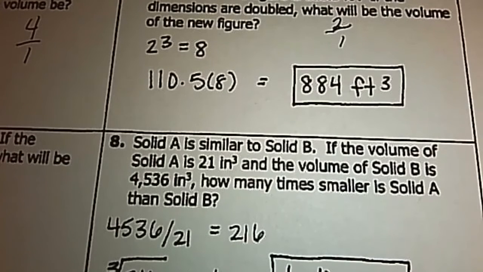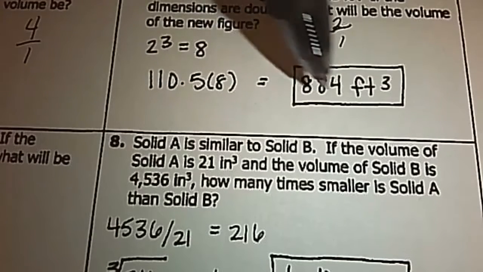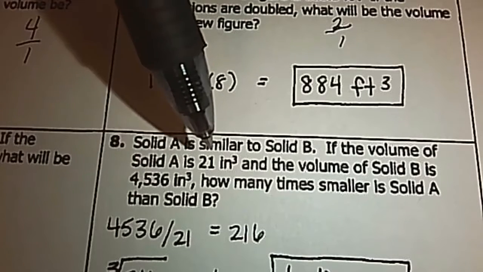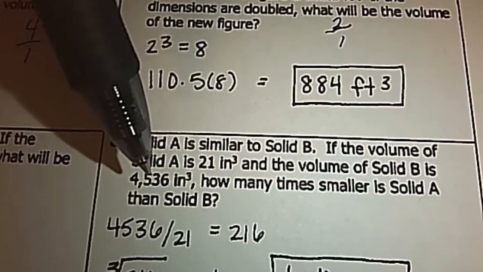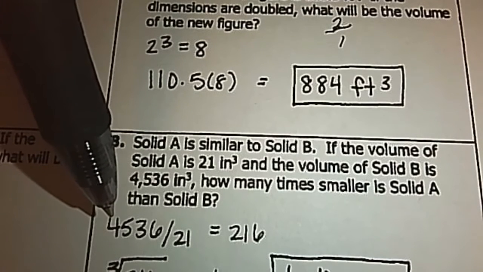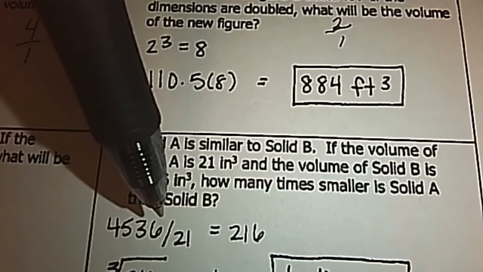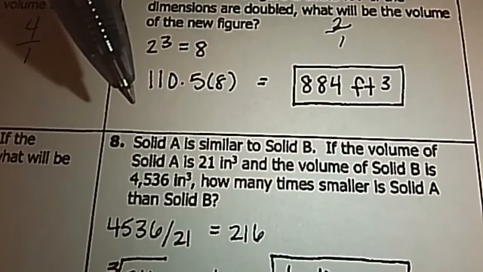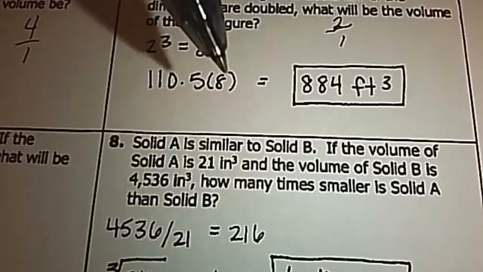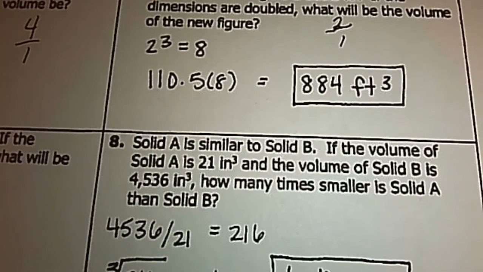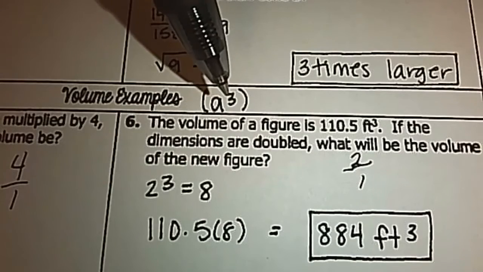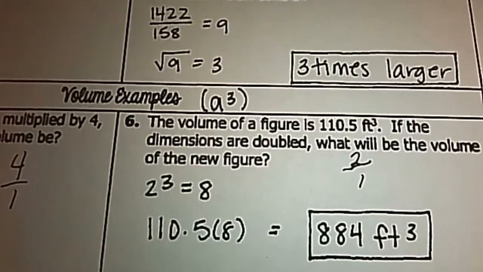So we don't have a ratio in here, do we? We don't have a ratio, but we have the volume of both shapes, both solids, okay? So we can create a ratio. So we put 4,536 up top over 21. When you divide that 21 into that, you come up with 216, okay? That is the ratio. Now what do you do with the ratio? You cube it. You put that to the third power, okay?